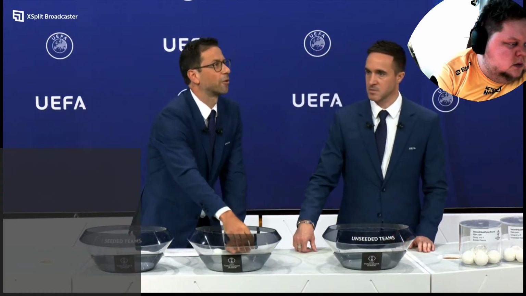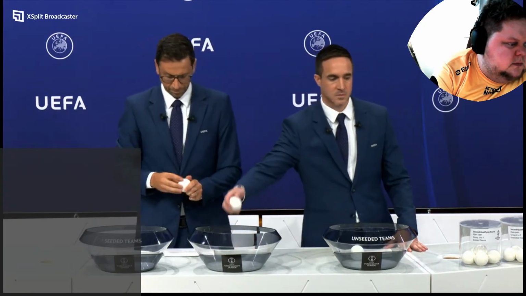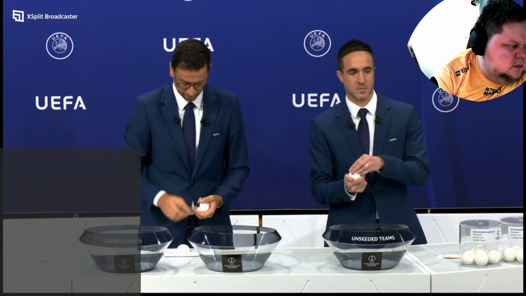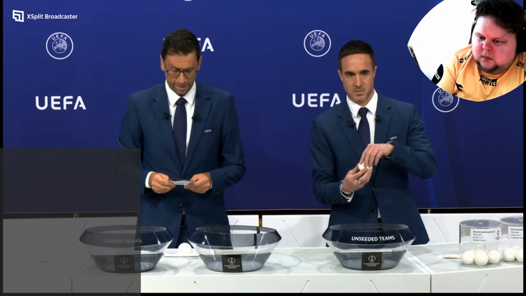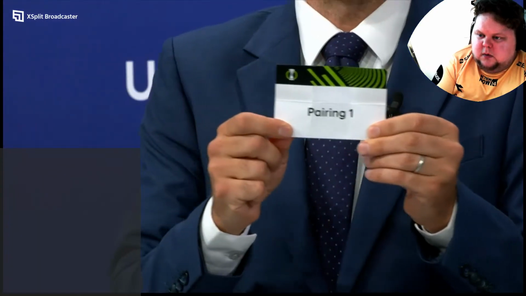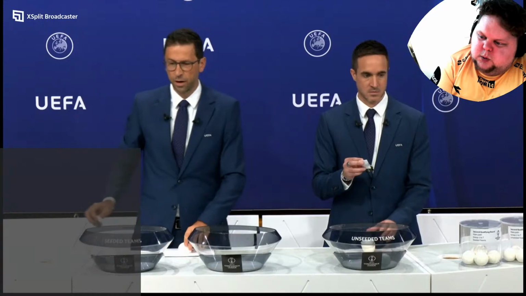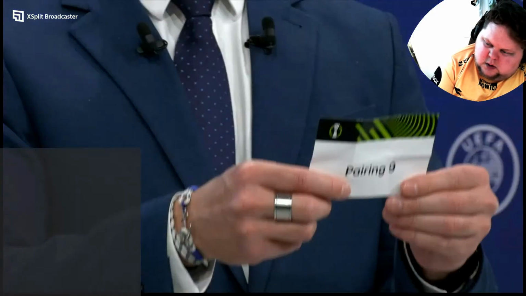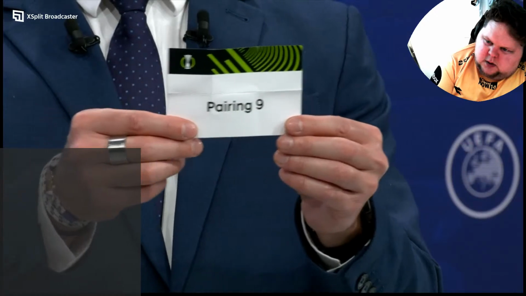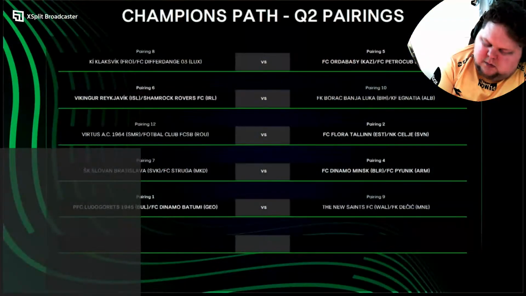Let's find out the next. And the next pairing, playing the first leg at home, will be pairing 1. So PFC Ludogorets 1945 from Bulgaria or FC Dinamo Batumi from Georgia. And their opponents will be the team from pairing 9, which means that they will play against either The New Saints FC from Wales or FK Decic from Montenegro.